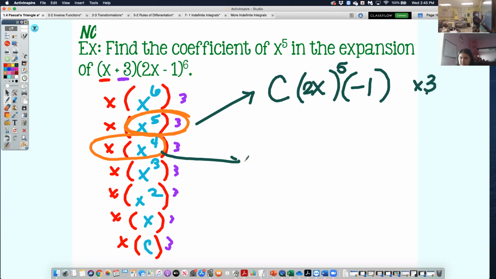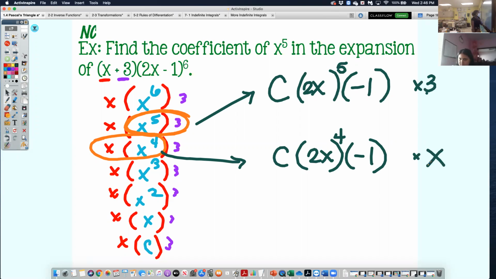this combination, that's going to give me the x to the fourth, that when I multiply it by the x, will give me x to the fifth. Then I'm going to add those two together to get my final answer. So, since n is 6, I can plug those in. If this exponent is 5, what's this exponent over here?